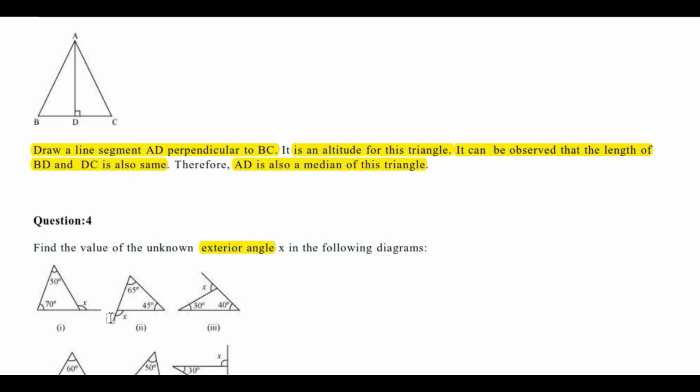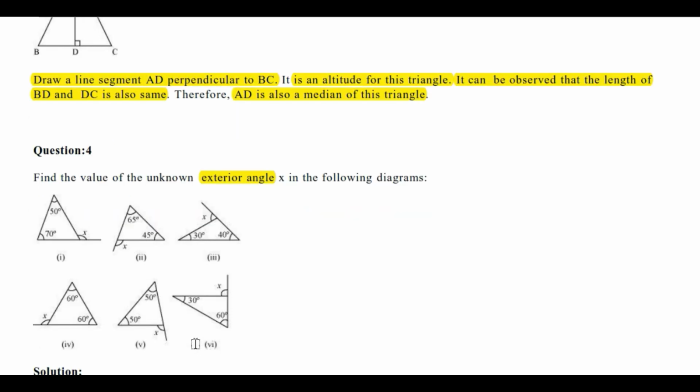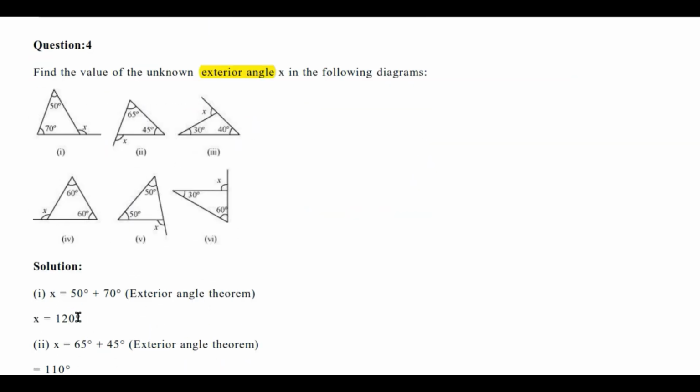Same as here, x equals what? 65 plus 45, which equals 110 degrees. Here x equals 70 degrees. Okay, here x equals what? 120 degrees. Here x equals 100 degrees. And here x equals 90 degrees. So all these solutions you have to do like this.